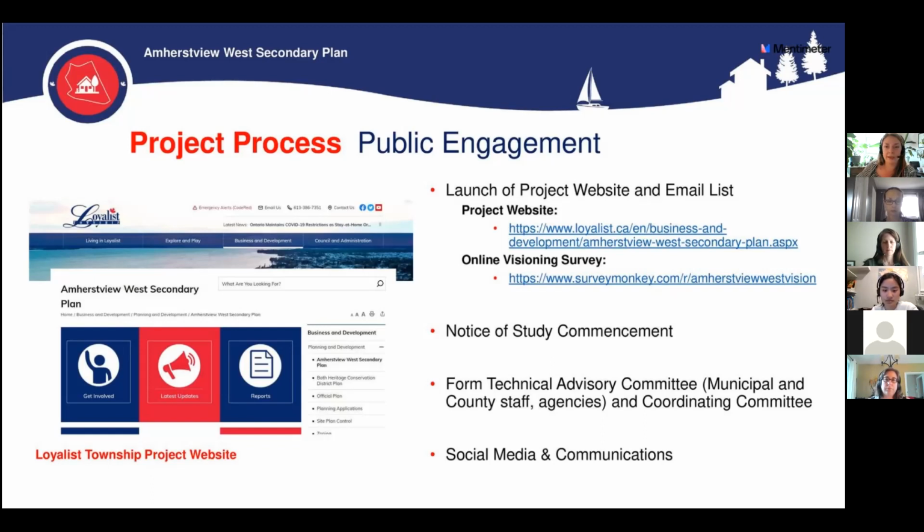So if you'd like to sign up for email updates, you can do so on the project website. And the website will be kept up to date and will be the place that future engagement opportunities and project milestones are announced, and where key documentation that will be available for public review will be posted as we progress through the process.